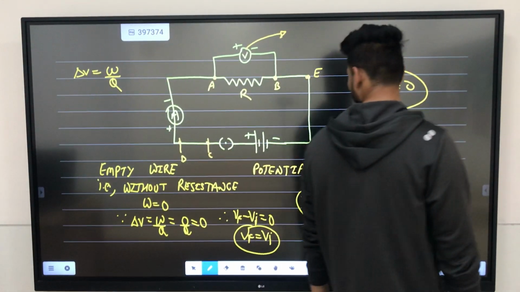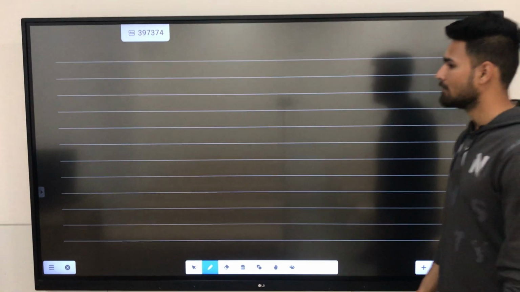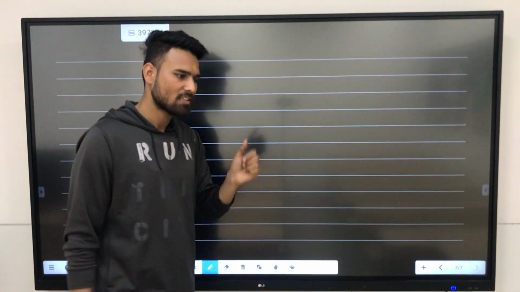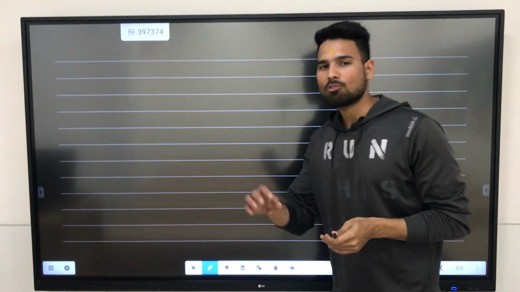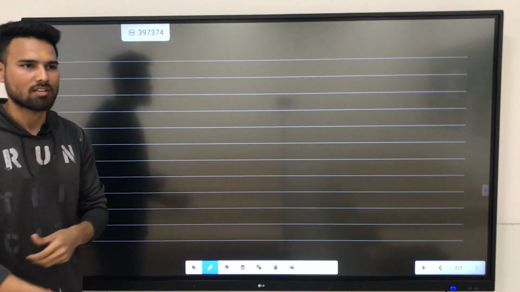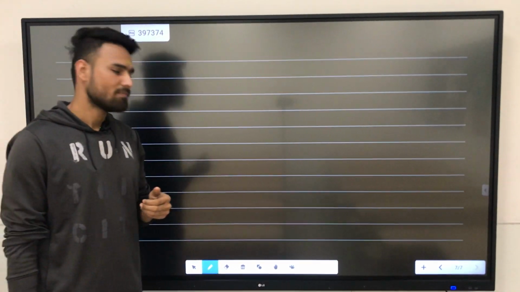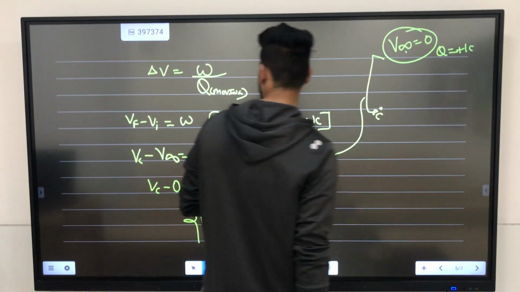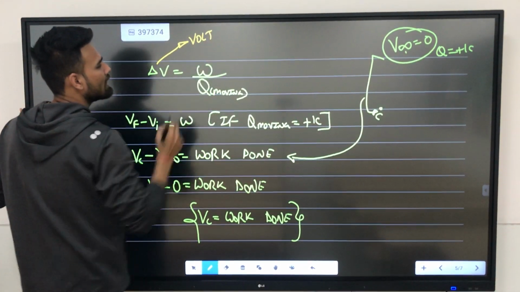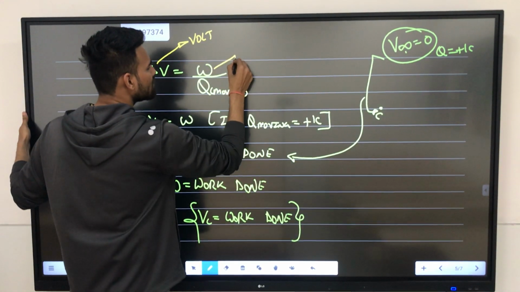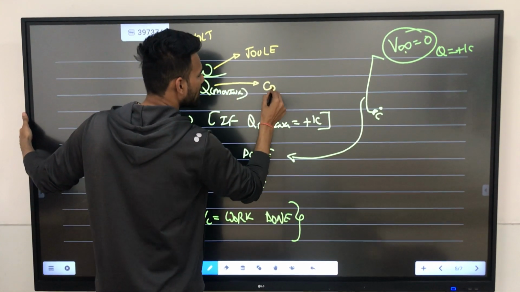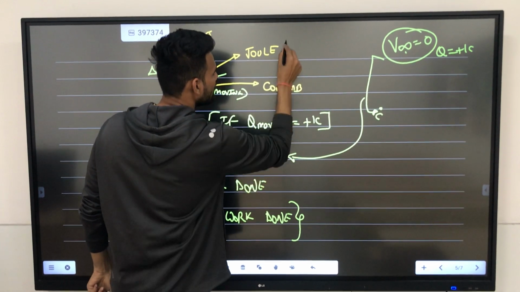So let us proceed further. Now, we have studied about the potential, the potential difference, the resistor, and the resistance also. As the current was measured in ampere, this particular potential difference is measured in volt. Now the work done is measured in joule, and the charge is measured in coulomb.